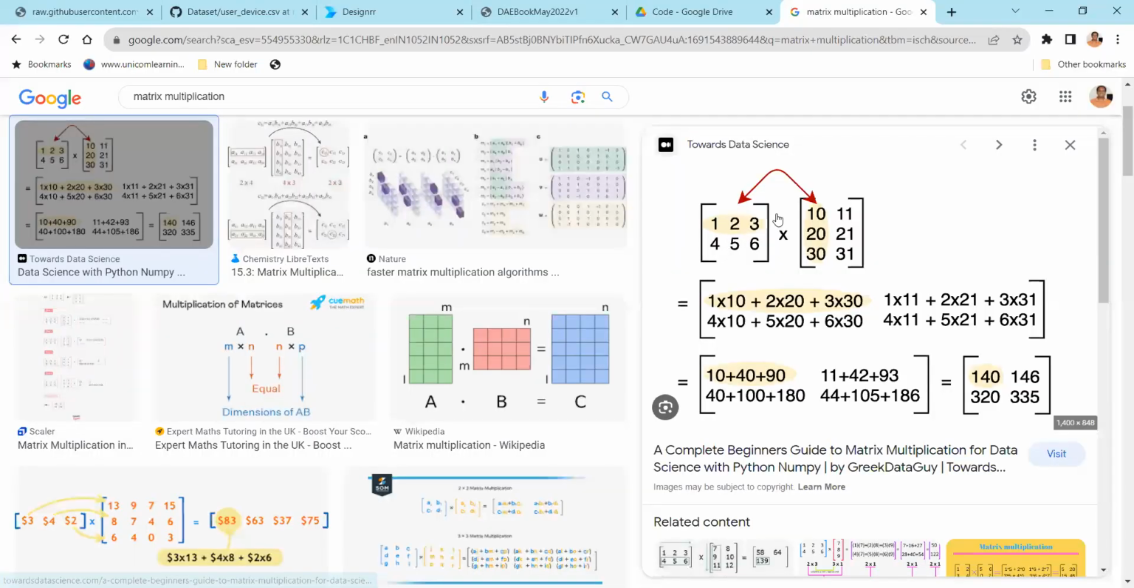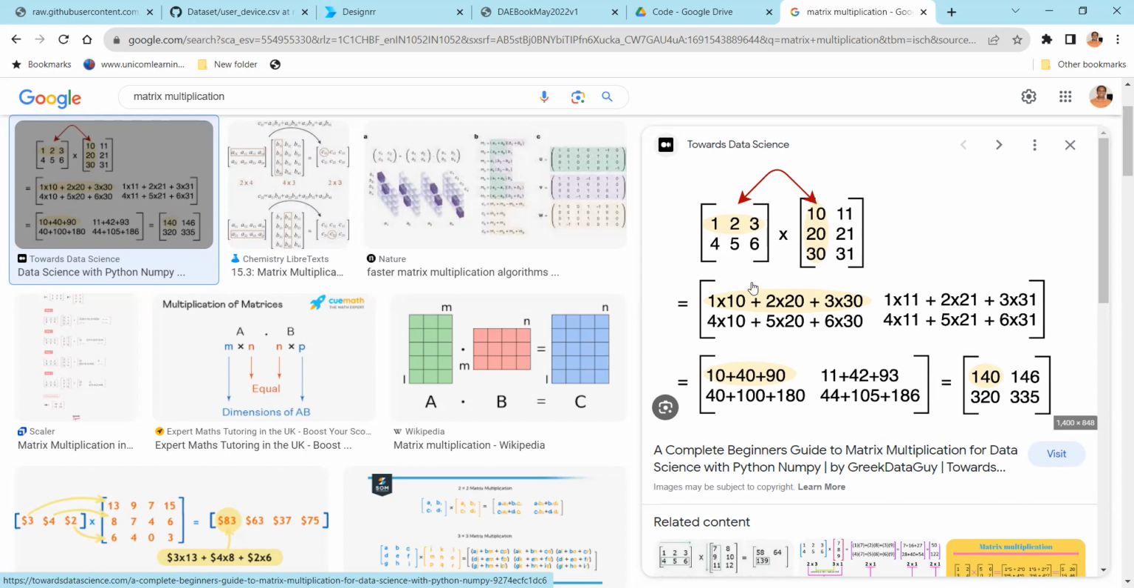Okay, you see this is how matrix multiplication is done. So this is your left side matrix and this is your right side matrix. The size of this matrix is 2 rows, 3 columns, 2 into 3, and this is 3 rows, 2 columns, 3 into 2, right? 2 into 3, 3 into 2. So the number of columns on the left side is the same as the number of rows on the right side. So matrix multiplication is possible here.